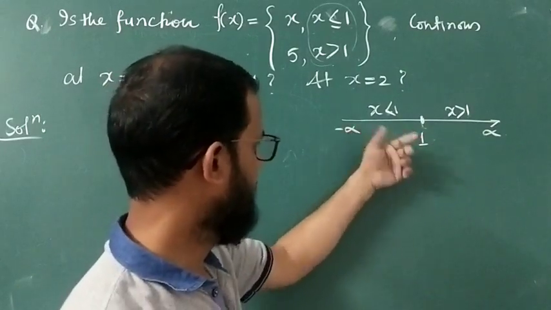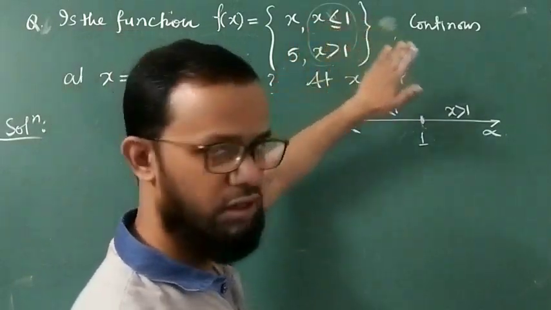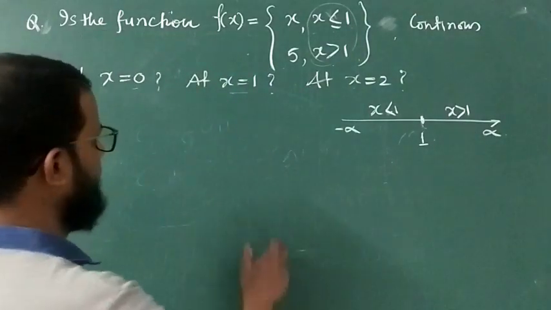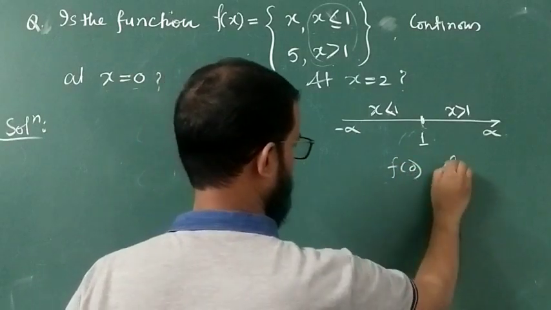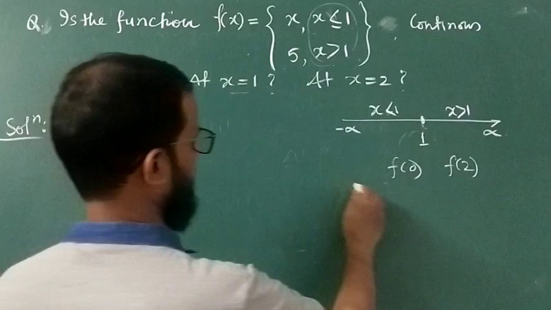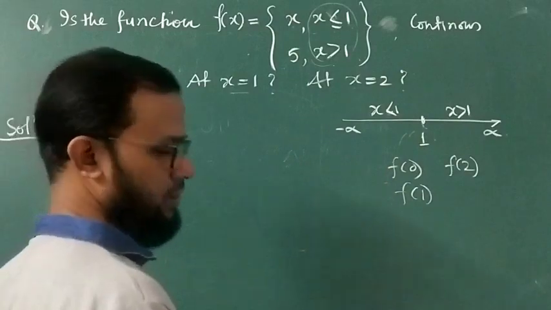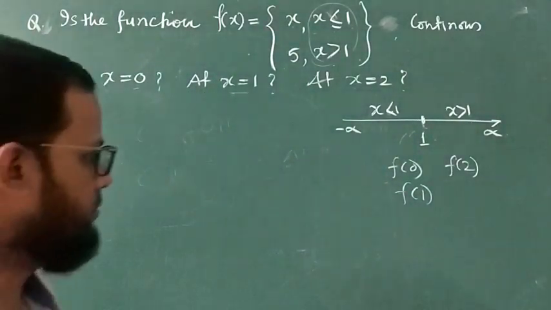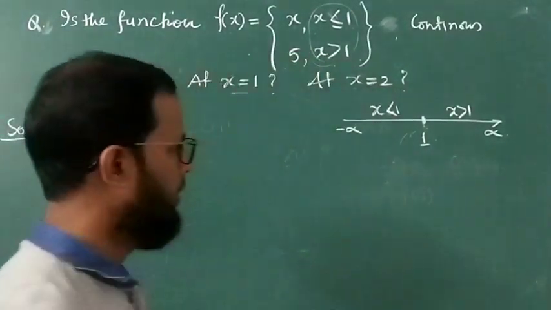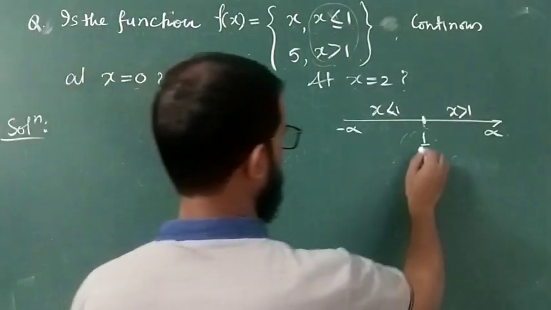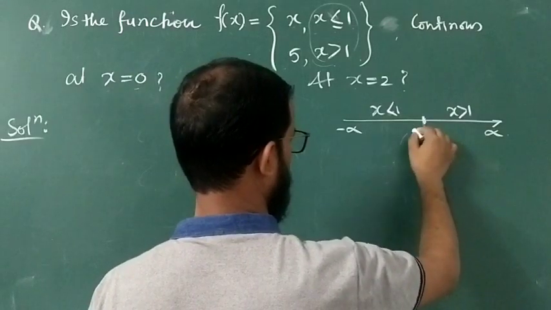For the other points, like x equal to 0, f(0) is not exactly given, only indirectly. Similarly for x equal to 2, f(2) is not directly given. But f(1) is given, because when x is equal to 1, f(1) equals 1. So these two values, f(0) and f(2), are not directly given, understood? Therefore we are going to use the left hand limit and right hand limit rule to show whether the function is continuous at x equal to 1 or not.